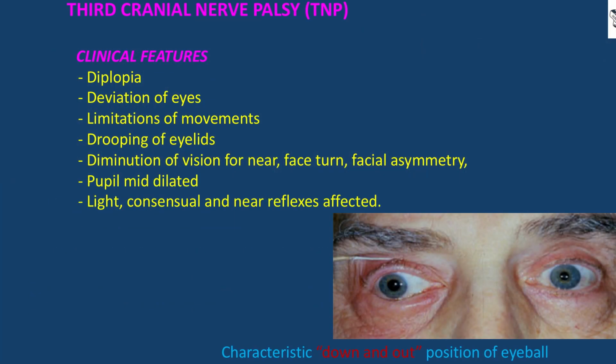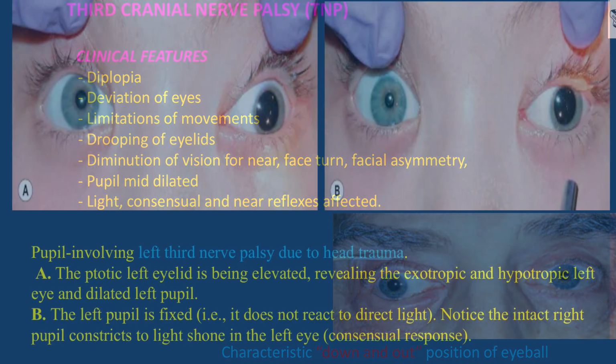Third nerve palsy. The clinical features are diplopia, deviation of eyes, limitation of movements, drooping of eyelids, diminution of vision for near, and facial asymmetry. Pupil is mid-dilated and light, consensual and near reflexes are affected. And there is characteristic down and out position of the eyeball.